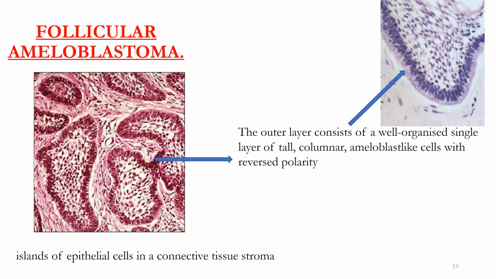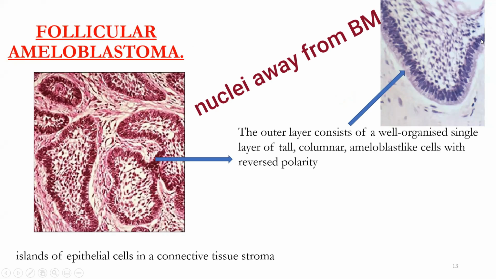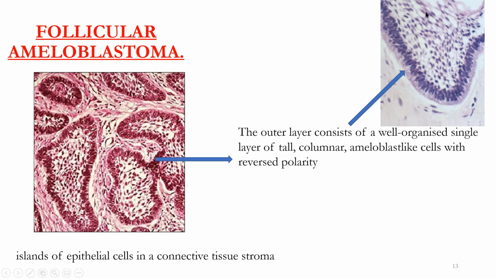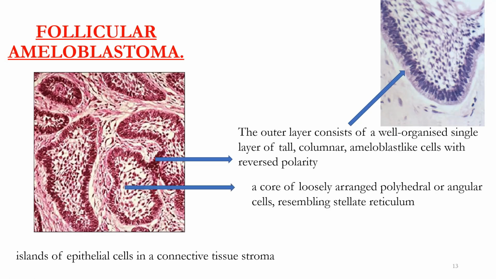And the peripheral cells, of course, resemble the ameloblast. Here is a higher power micrograph of the same cells. They're tall columnar with the nuclei away from the basement membrane. And in the center, we see stellate reticulum-like cells, or the star-shaped network of cells.